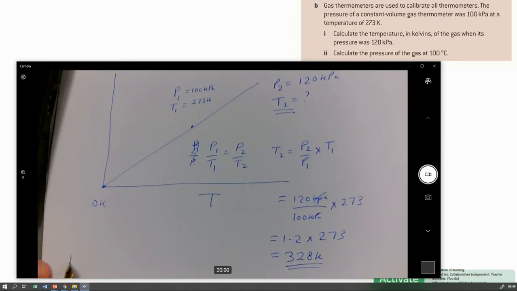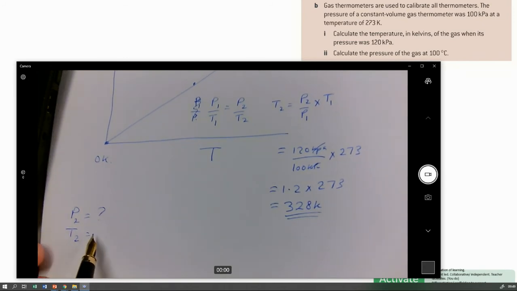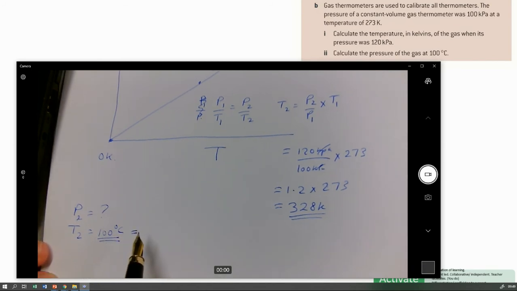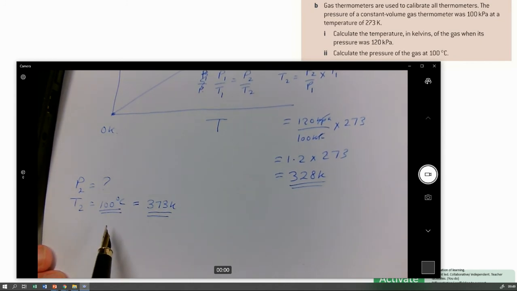The second question says calculate the pressure. So we're looking for pressure, we'll call that P2 again, when the temperature is 100 degrees C. Don't fall into the trap: we cannot use 100 degrees C. We have to convert that to Kelvin, and that turns out to be 373 Kelvin. Oh, somebody's emailing me. So let's do the sums again.